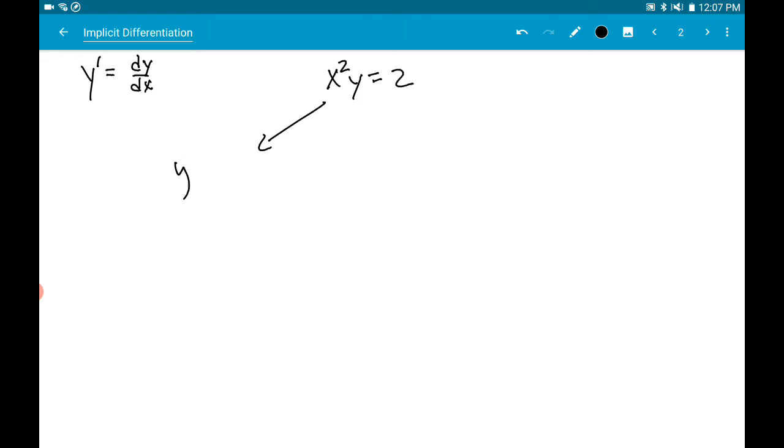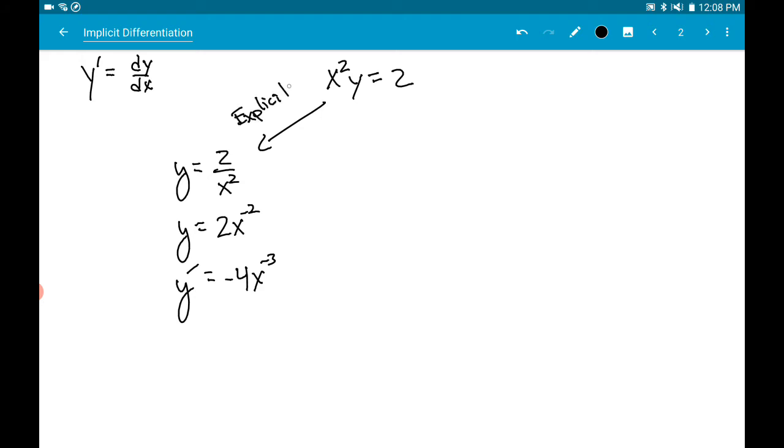So this one you actually could rewrite as 2 over x squared, which is equal to 2x to the negative 2, which is equal to negative 4x to the negative 3, which is the derivative. But that would be the explicit way to do it. So here's our intro into implicit.